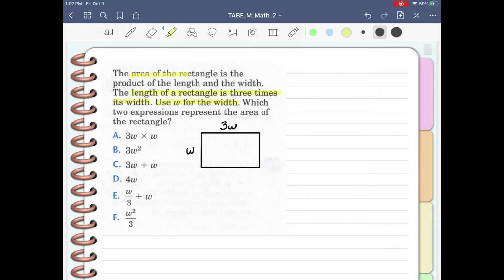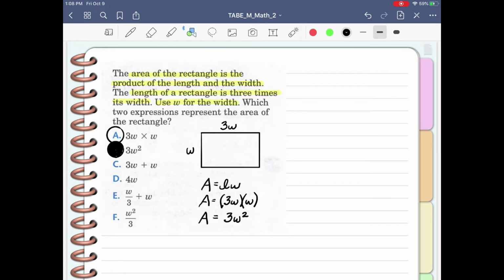The area is the product. That means multiply length times width. So the formula is A equals L times W, or area equals the long side times the wide side, and that is 3W squared. So one of my choices is B. My other choice is A, because if you look at, just a second and I'll show you, A and B are saying the same thing. If you look at A, that's what I have right there. So for number 3, you want to choose A and B.